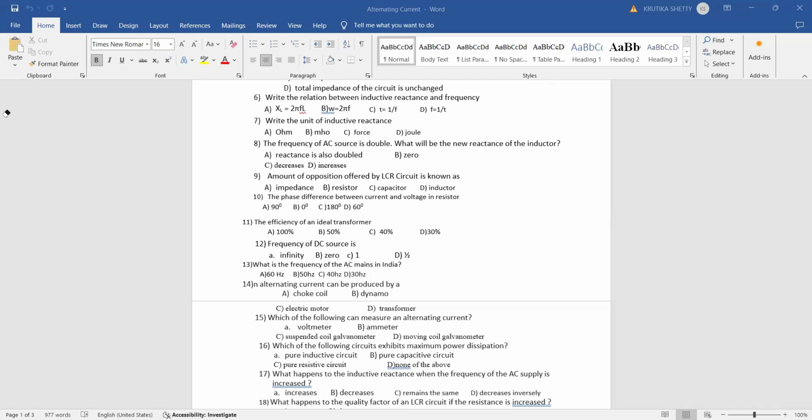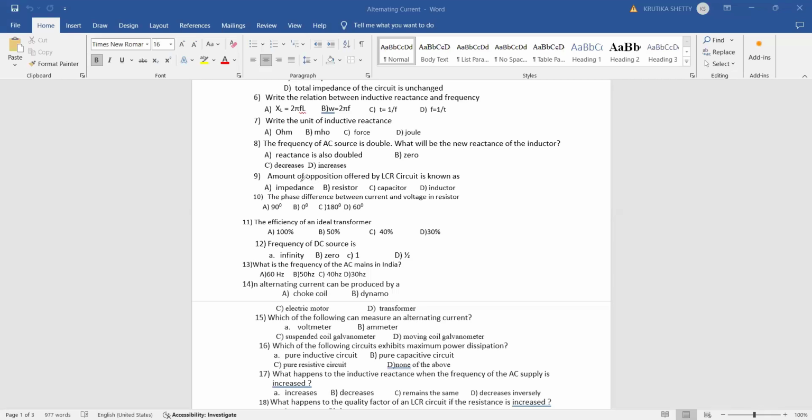Why? Because look at what happens here. XL is equal to, what is the formula here, students? XL is equal to 2 pi FL. So if the frequency is doubled, 2 into 2, it becomes 4 times. XL will be 4 times. So therefore, if you just say it increases, or that it also becomes doubled, it will be a wrong answer. So in a hurry, there is a chance we choose A. It only increases. Option D is the correct answer.